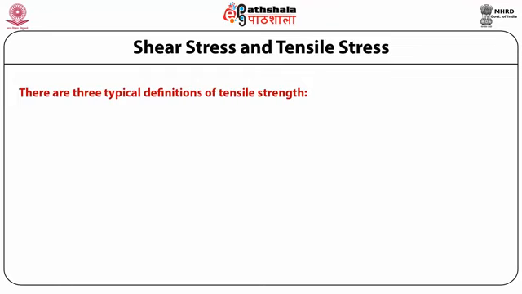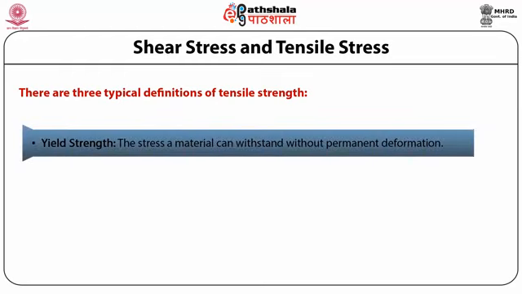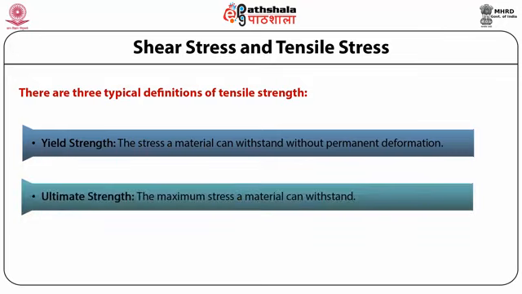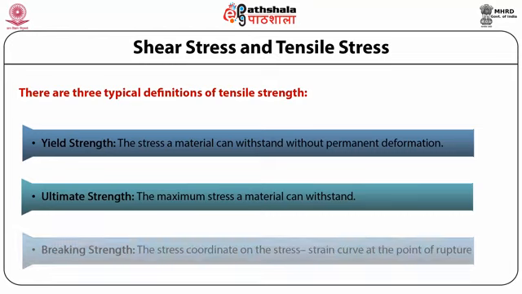There are three typical definitions of tensile strength. They can be referred to as the yield strength, the ultimate strength, and the breaking strength. The yield strength is the stress a material can withstand without permanent deformation. The ultimate strength is usually referred to as the maximum stress a material can withstand, while the breaking strength is the stress coordinate on the stress-strain curve at the point of rupture.